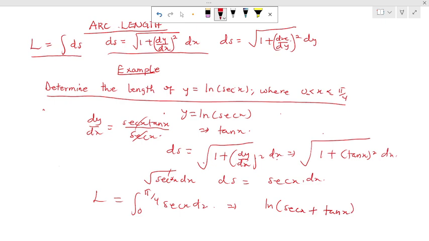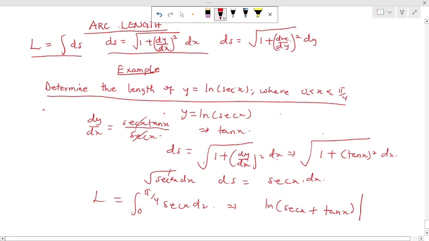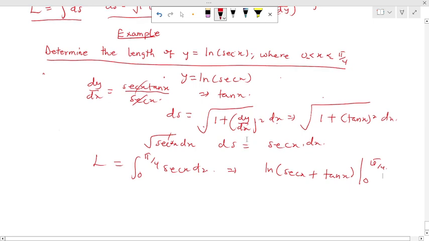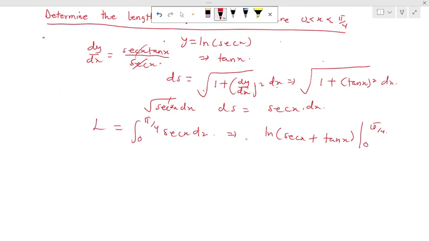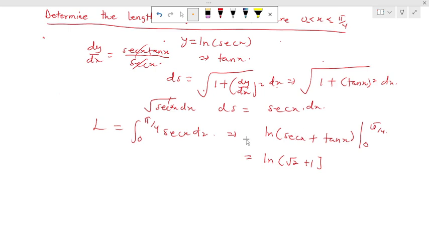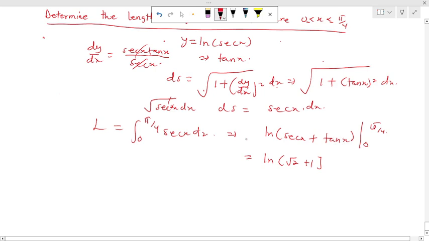Then you only have to make substitution of your upper and lower limits, right? So pi on 4. Once you make the substitution into sec x plus tan x, you put pi on 4 inside, and you are expected to get natural log of square root of 2 plus 1. Remember that tan of 45 degrees, this pi on 4, will be 1. Then sec is 1 over cos, and that is going to be root 2. Then the lower limit is 0, everything will be 0. That's all. As simple as that, right? So this happens to be the length of the arc.